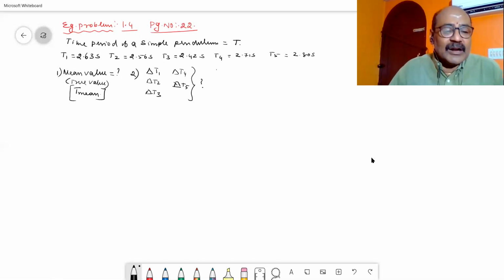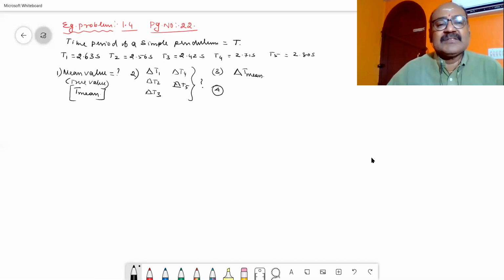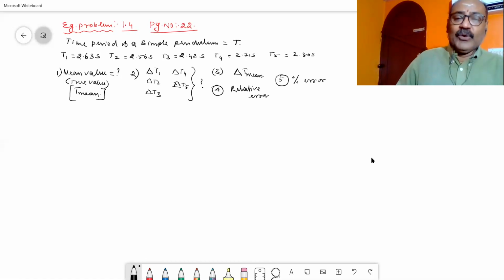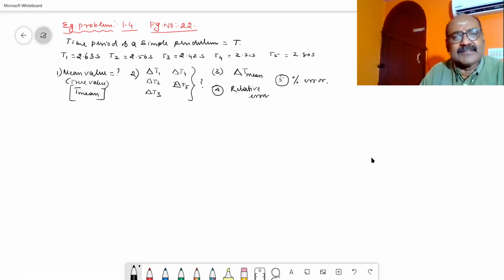Then what is the third one asked? The mean absolute error. They are asking delta T mean. That is the third one. And what is the fourth one asked? The fourth one asked is the relative error. And what is the fifth one asked? The fifth one asked is the percentage error. So let us see how you can calculate all these errors.